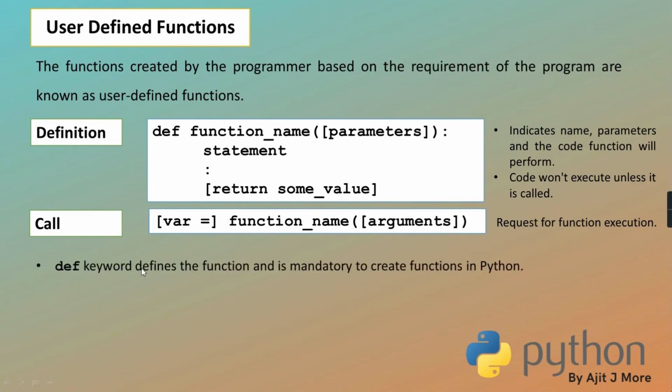See, the def keyword. Whenever the def keyword comes, it indicates the start of the function definition. It defines the function. It's a compulsory word. Like in PHP or JavaScript, there is the word function. The function keyword is there. Correct? But C, C++, Java don't have such a special word. So the def keyword defines the function and is mandatory to create functions.